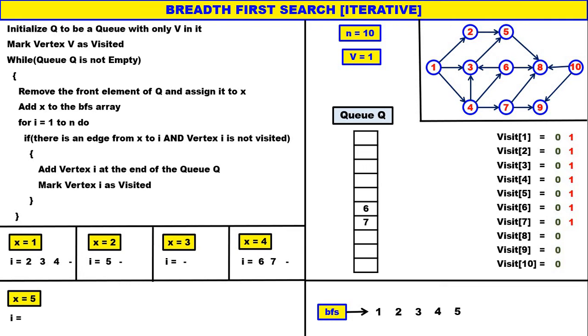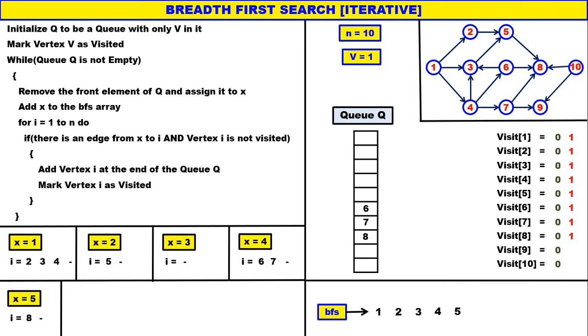Now again find out the nodes adjacent to 5. What are the nodes adjacent to 5? 8. 8, is it visited? No, because visit of 8 is equal to 0. Therefore we can consider 8. We can add it at the end, and after adding, visit of 8 becomes 1. That's all for 5. Again come back.